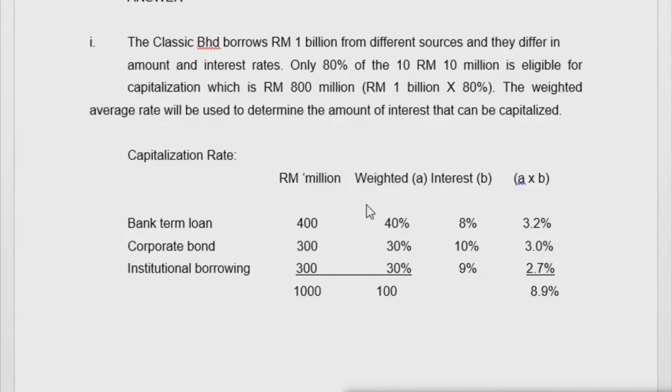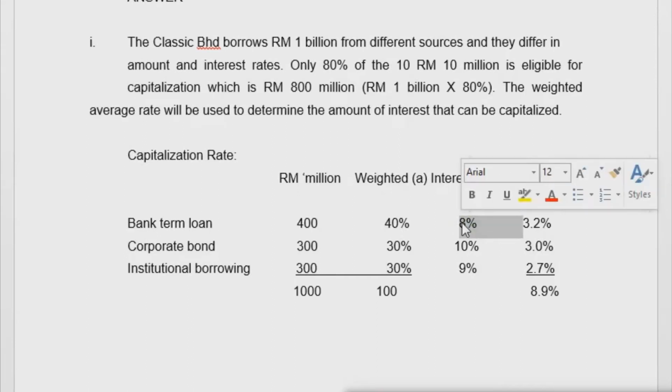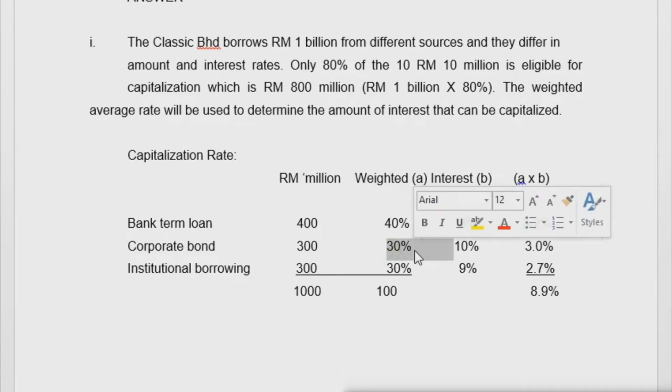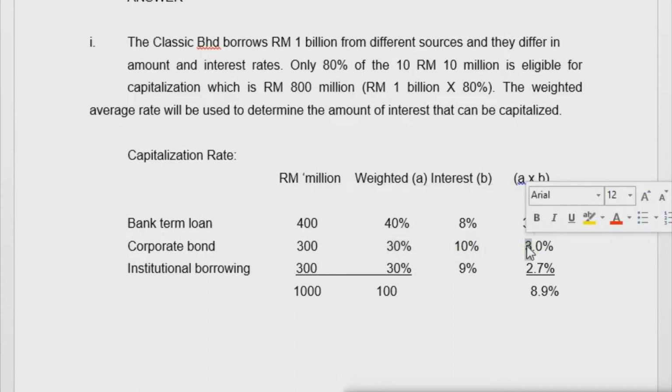After we get the weighted average, lastly, to find the capitalization rate, the weighted average needs to be multiplied with the interest rate that has been stated in the question. For the bank loan, its weighted average is 40%, then we times with 8%, and we get a capitalization rate of 3.2%. For the corporate bond, its weighted average is 30% times 10%, and the capitalization rate is 3.0%. For institutional borrowing, it's 30% times 9% interest, and we got 2.7%. We total up these 3.2%, 3.0%, and 2.7%, and we get 8.9% for the capitalization rate. That's how we calculate the capitalization rate in question 1.